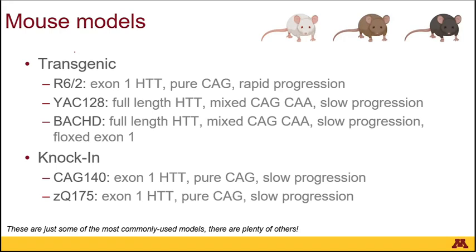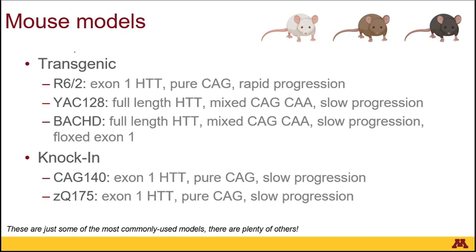I'll start with the R6/2s first. These are a transgenic model that express exon 1 with approximately 120 CAG repeats. The YAC and BAC models are full-length HTT inserted into either a yeast or a bacterial artificial chromosome. The benefit of that is that you get full-length HTT, but you also get protection from other mouse DNA and any positive or negative effects that it might have on expression levels. The CAG140 and zQ175 mice are knock-ins of exon 1 with 140 and 175-ish repeats, and that is knocked into the endogenous mouse Huntington gene.